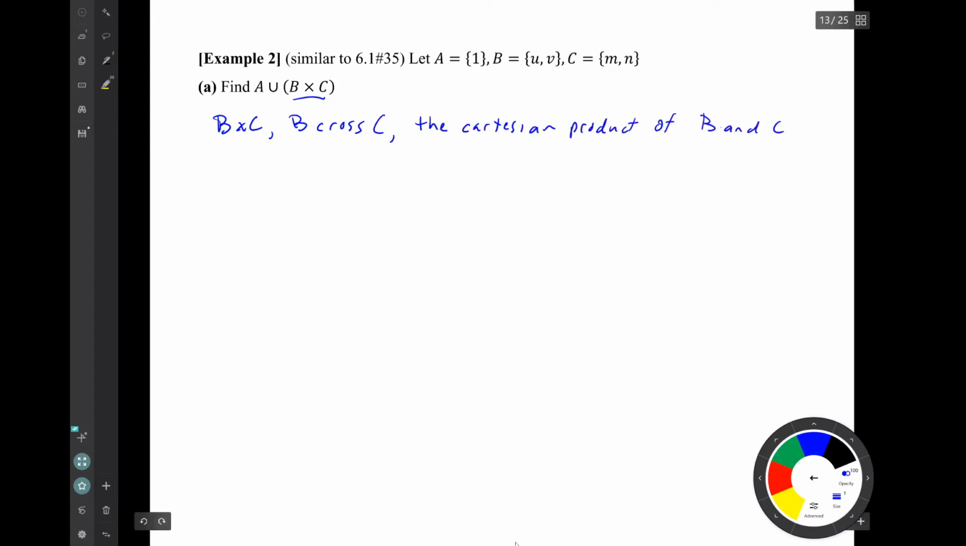And remember what that means. It means it's the set of ordered pairs of the following form. So it's the set of ordered pairs of the form little b, comma, little c, where little b is an element of set capital B and little c is an element of set capital C. So it's this set of ordered pairs.